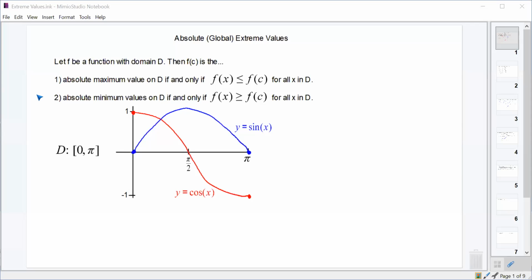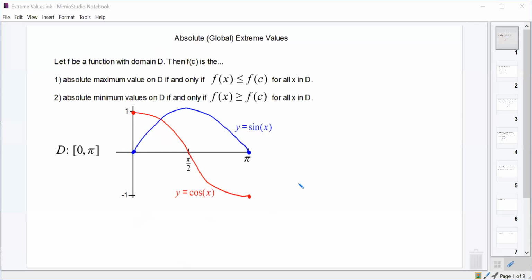So we're going to talk about absolute maxes and absolute mins, or global maximums or global minimums today. All right, you guys can all see the screen, hopefully, and hear me. So we're gonna get going with this here.